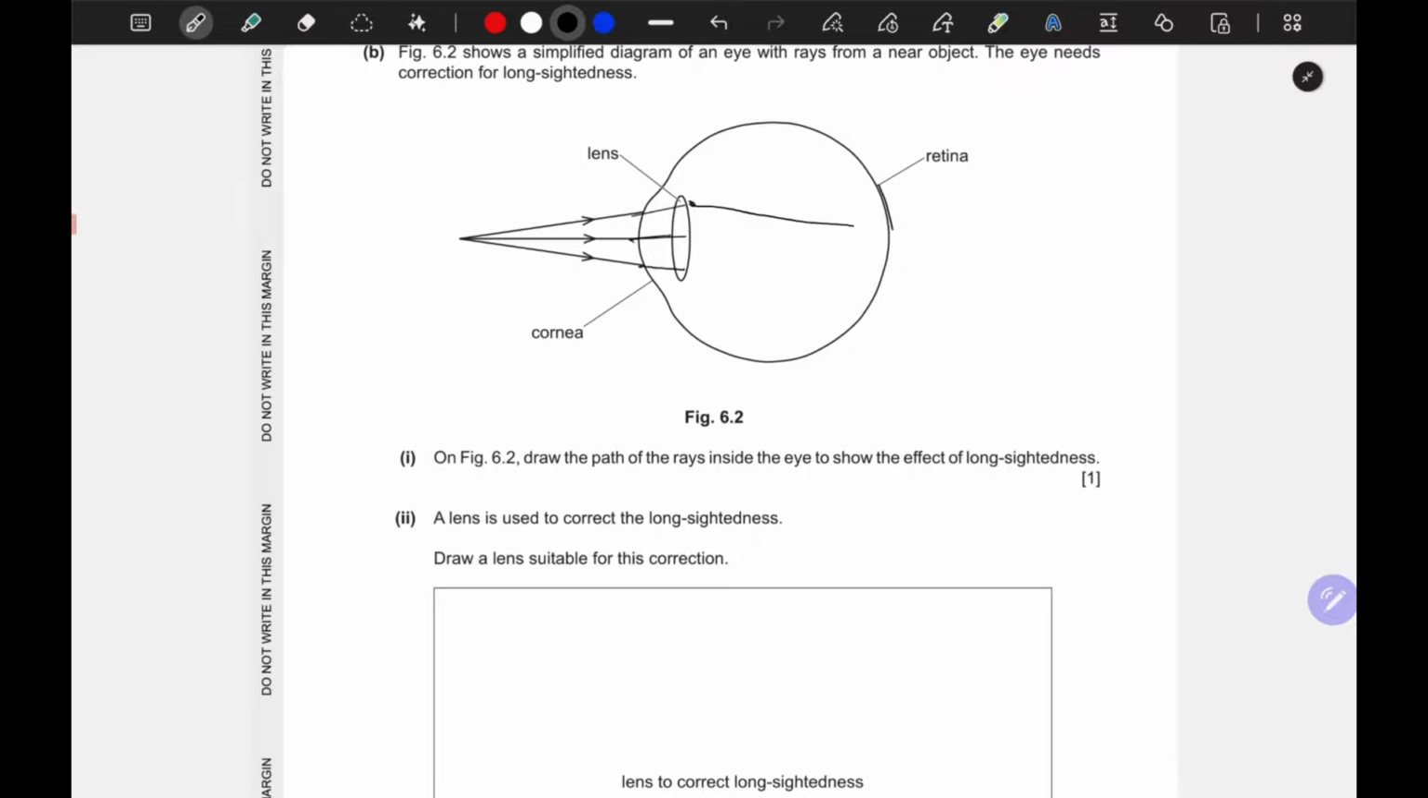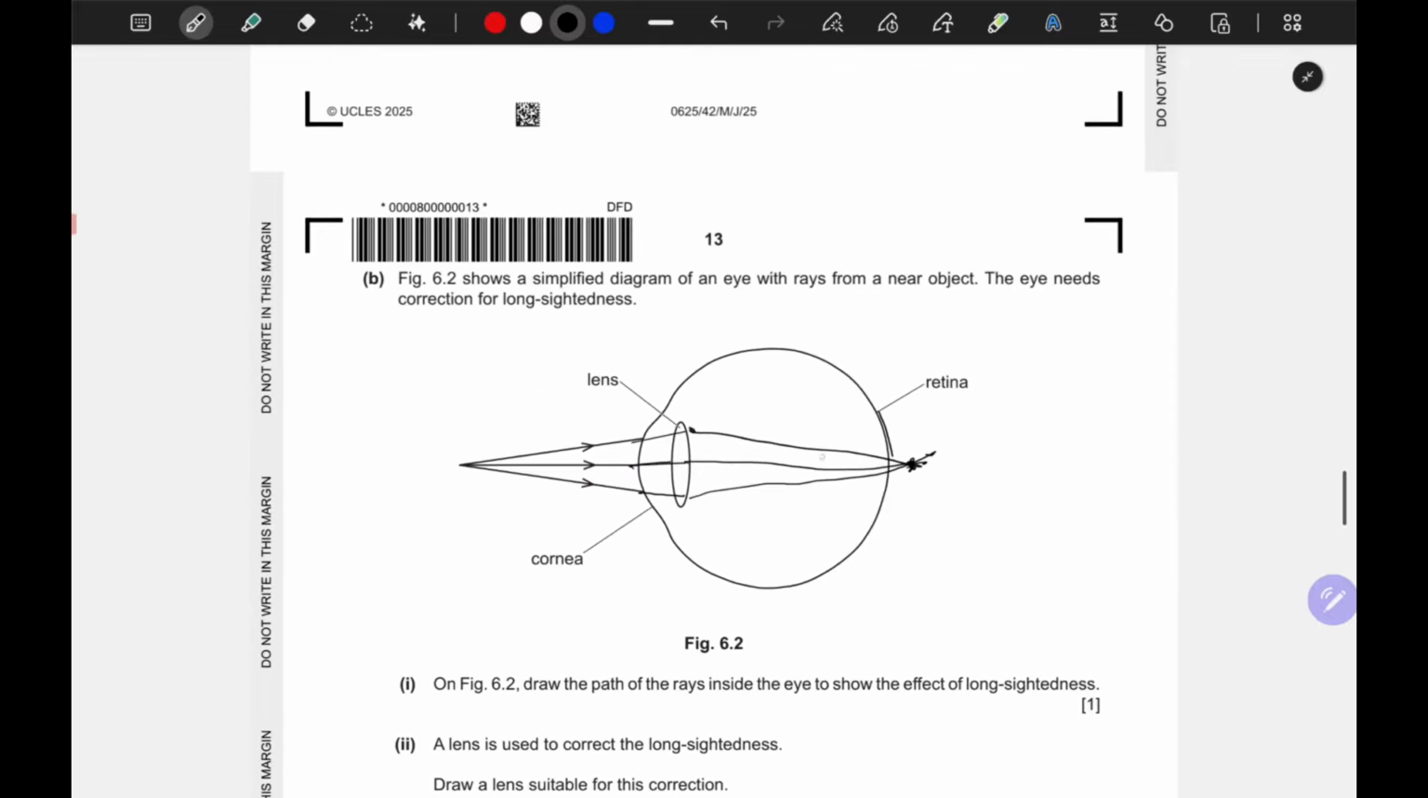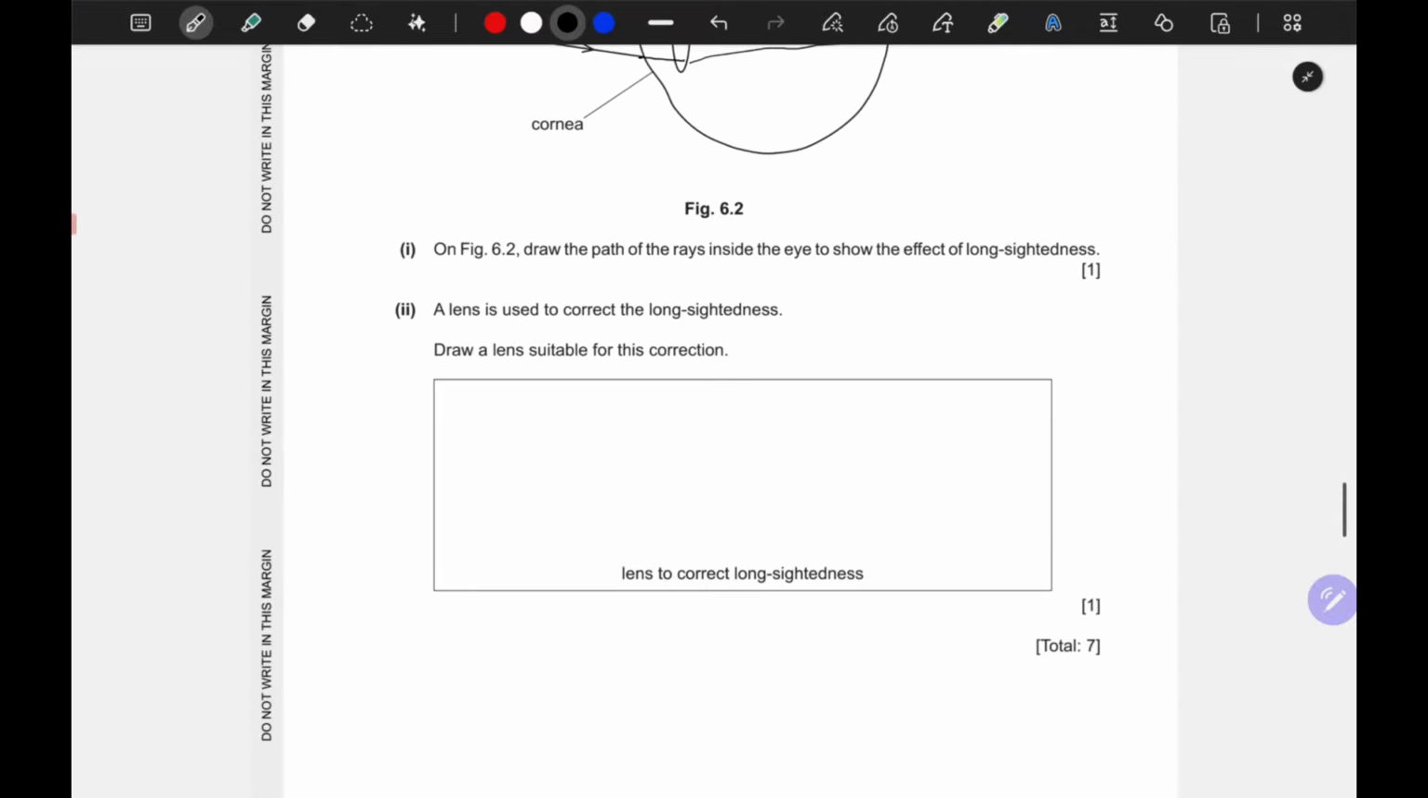So when they're converging behind the retina, make sure you use a ruler, but make sure that the converging point is behind the retina. That's why it's long-sightedness. In short-sightedness, it's going to be the opposite. They're going to converge maybe around here, in front of the retina.